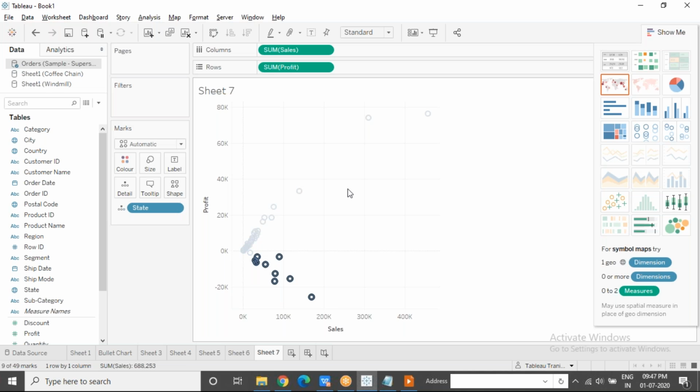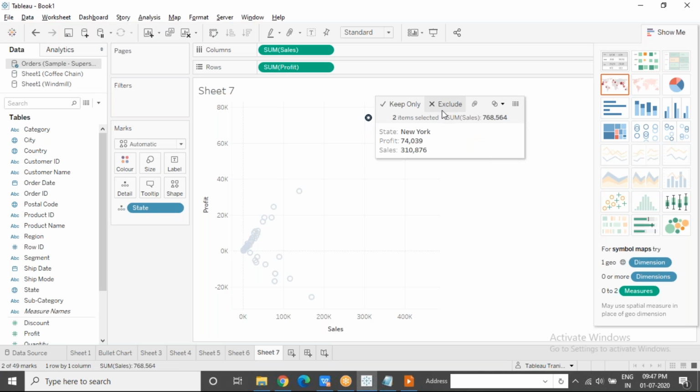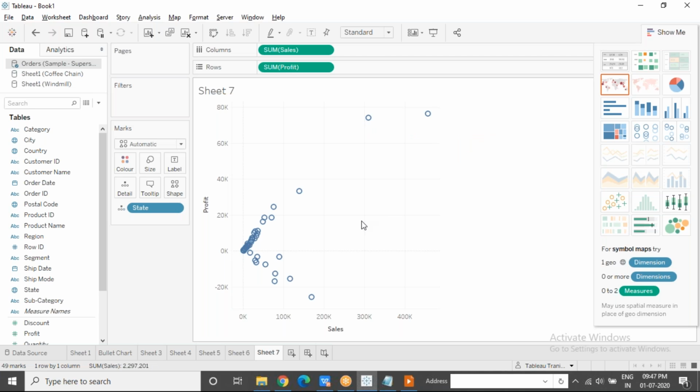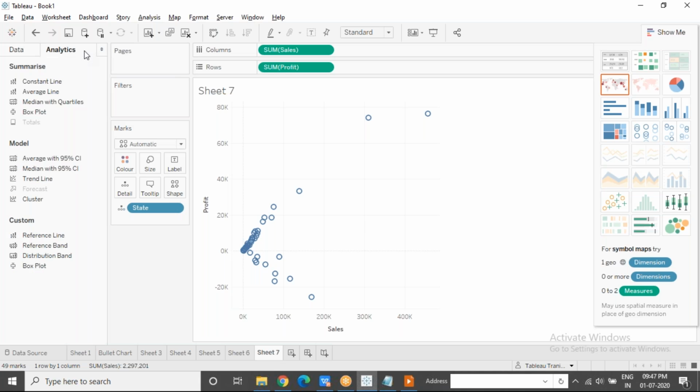negative profits. So instead of manually selecting the data points like this and then clicking on the paperclip icon to create a group out of it, I will take Tableau's help and ask Tableau to use the k-means technique to segregate this data into different clusters. Now, how do I tell Tableau to do it? How do I tell Tableau to perform cluster analysis on this data? You have to go to the analytics pane.